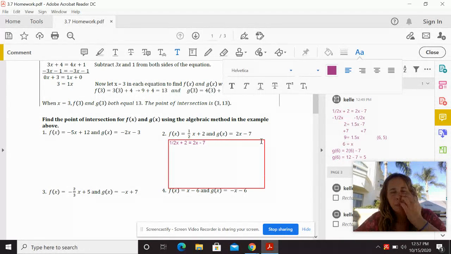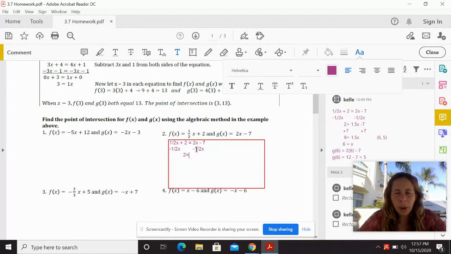Then you have to get all of your x's on one side of the equation and all of your regular numbers on the other side. So I'm going to move my 1/2 x. I'm going to subtract 1/2 x, and also subtract 1/2 x on the other side of the equation. So 1/2 x minus 1/2 x is 0. The only thing left on this side is my 2, so I'll rewrite my 2 equals.